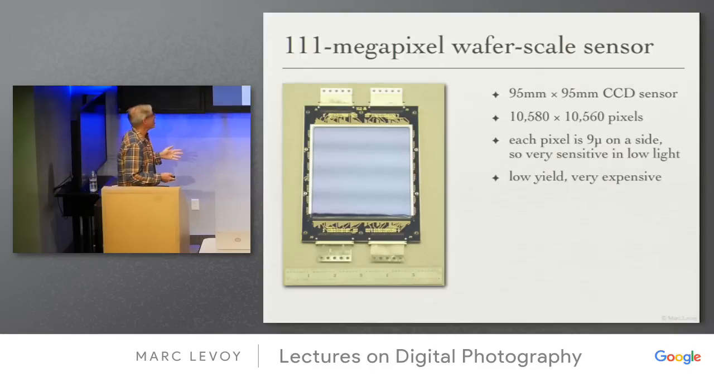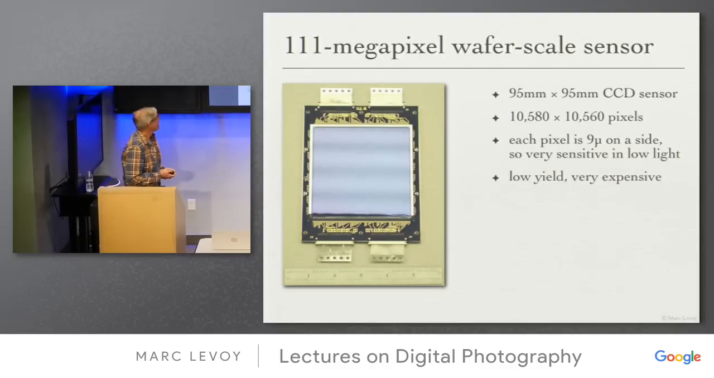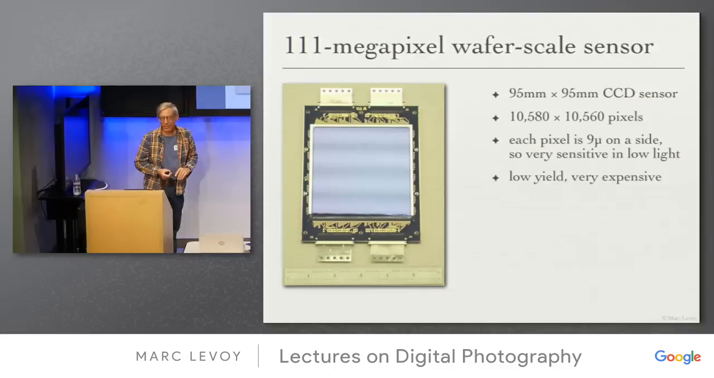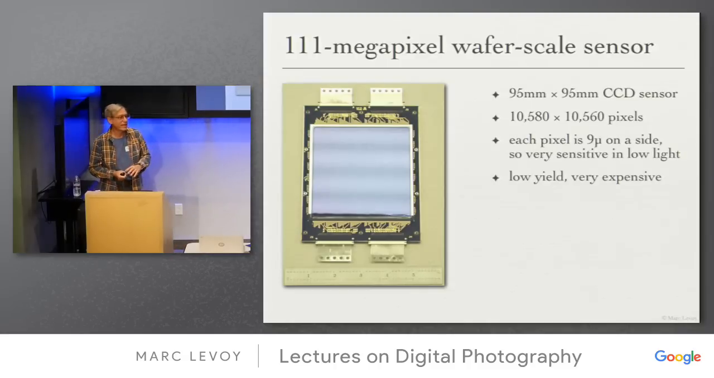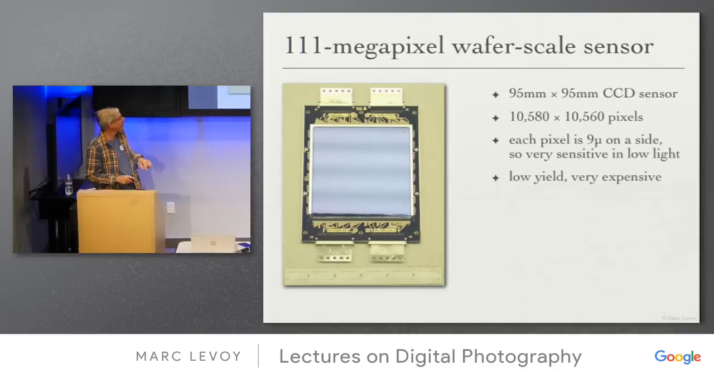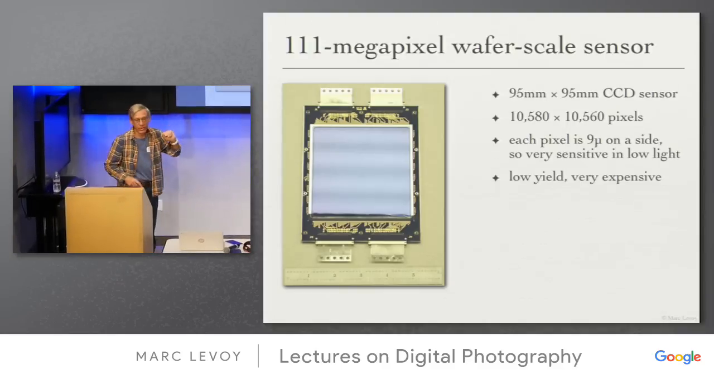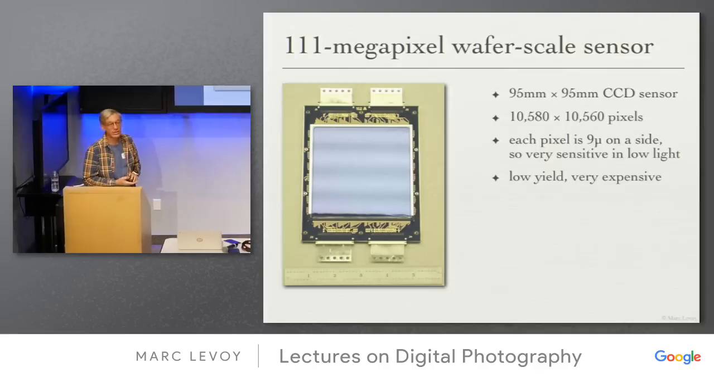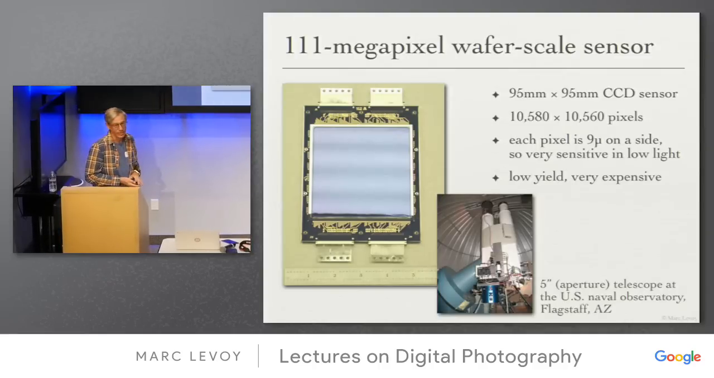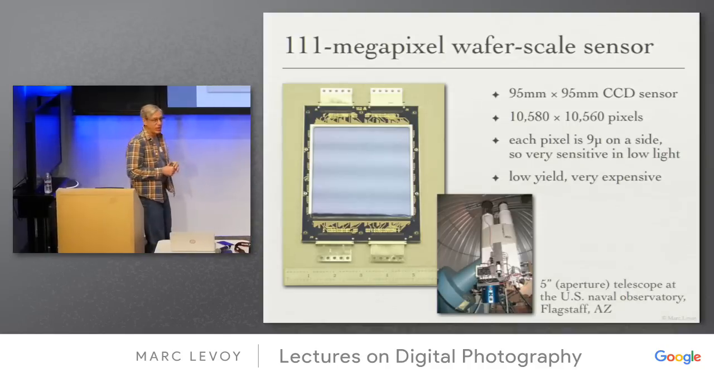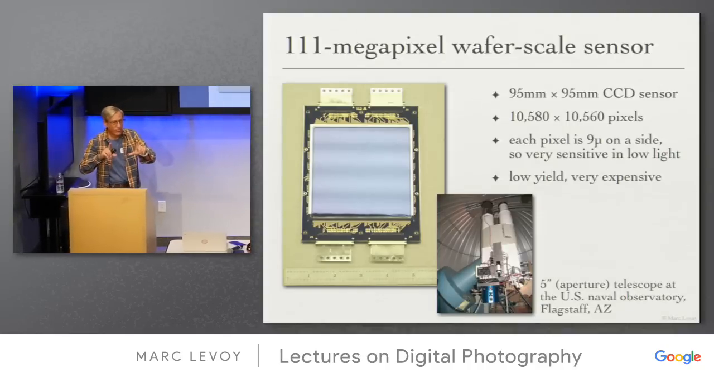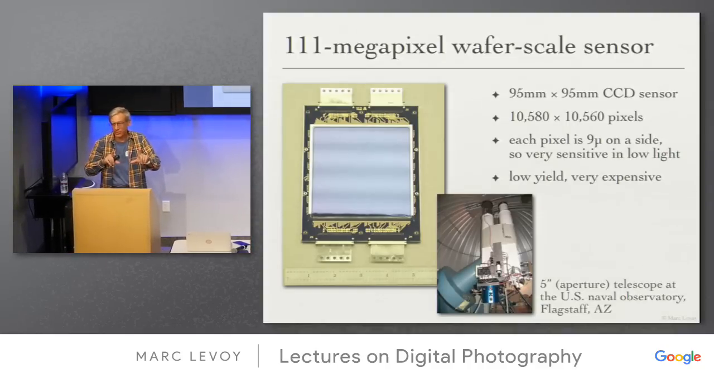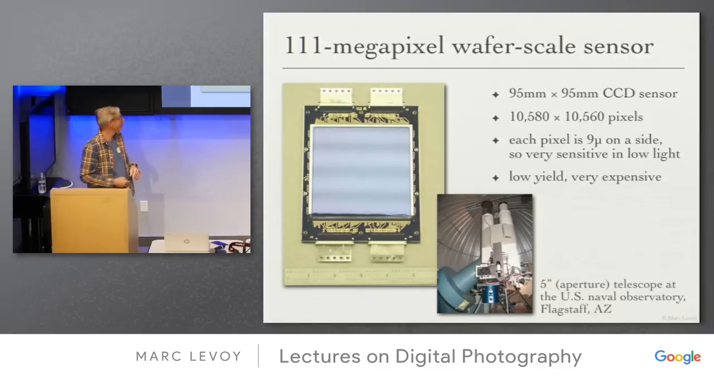So the highest resolution ever, maybe it's this one. It's not that much, 111 megapixels. There is a 250 megapixel Canon sensor, but it's much smaller. This one's huge. It's the size of an entire wafer, so every pixel is 9 microns on a side. It makes it very sensitive, and so it's used for astronomy. Low yield means that because it's wafer size, few of them come out without defects, and so it's super expensive.